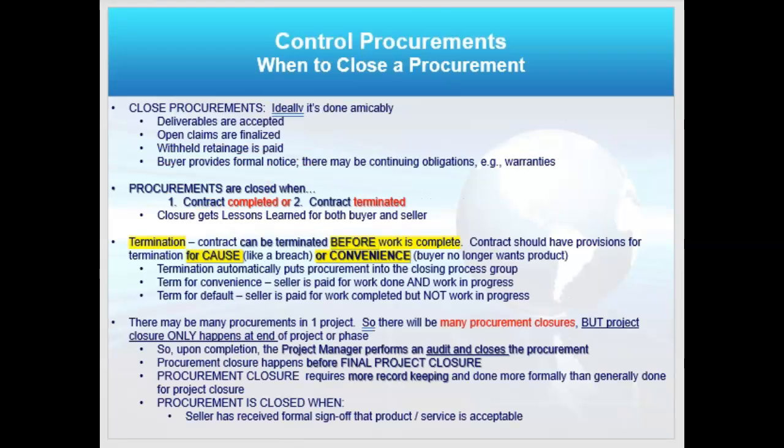Now, controlling procurements close, right? And ideally it's done amicably. Everybody's happy. Here's your deliverable. Thank you. Here's your money. All claims are finalized. Retainage is paid back, that 5 to 10% we were withholding, and everybody's happy. But sometimes, you can close procurements when the contract is complete, or sometimes when the contract is terminated.